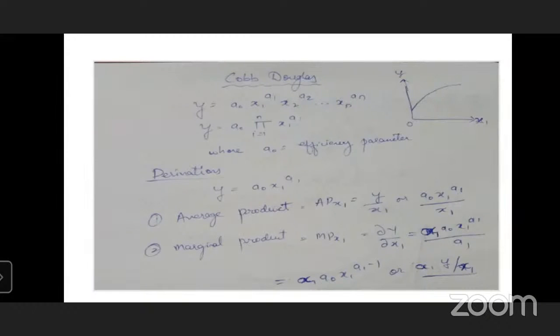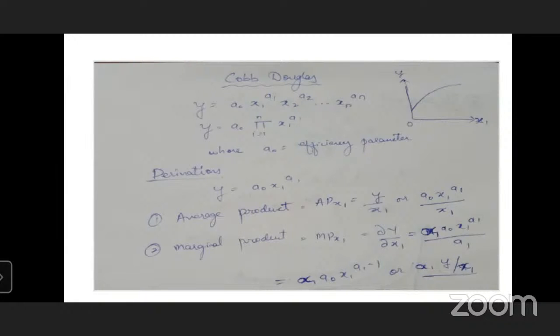What is elasticity of production of X2? It is simply A2. And what is returns to scale? A1 plus A2 plus so on to AN is returns to scale. If A1 plus A2 is 1, then it is constant returns to scale. If A1 plus A2 is less than 1, like 0.5, 0.6, then it is decreasing returns to scale. And if it is more than 1, it is increasing returns to scale.